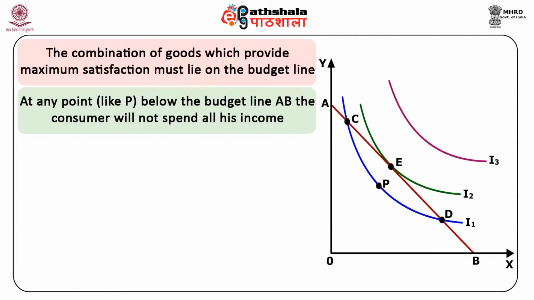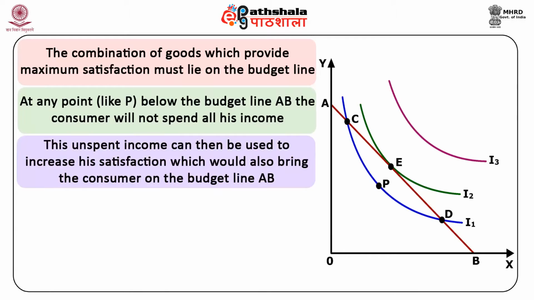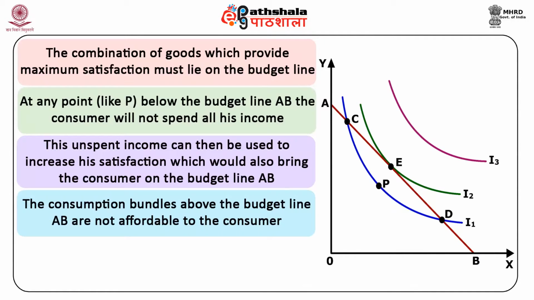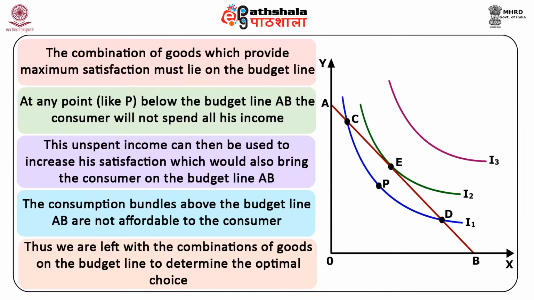This is because at any point like P below the budget line AB, the consumer will not spend all his income. Figure 4. This unspent income can then be used to increase his satisfaction, which would also bring the consumer on the budget line AB. Also, the consumption bundles above the budget line AB are not affordable to the consumer. Thus, we are left with the combinations of goods on the budget line to determine the optimal choice.